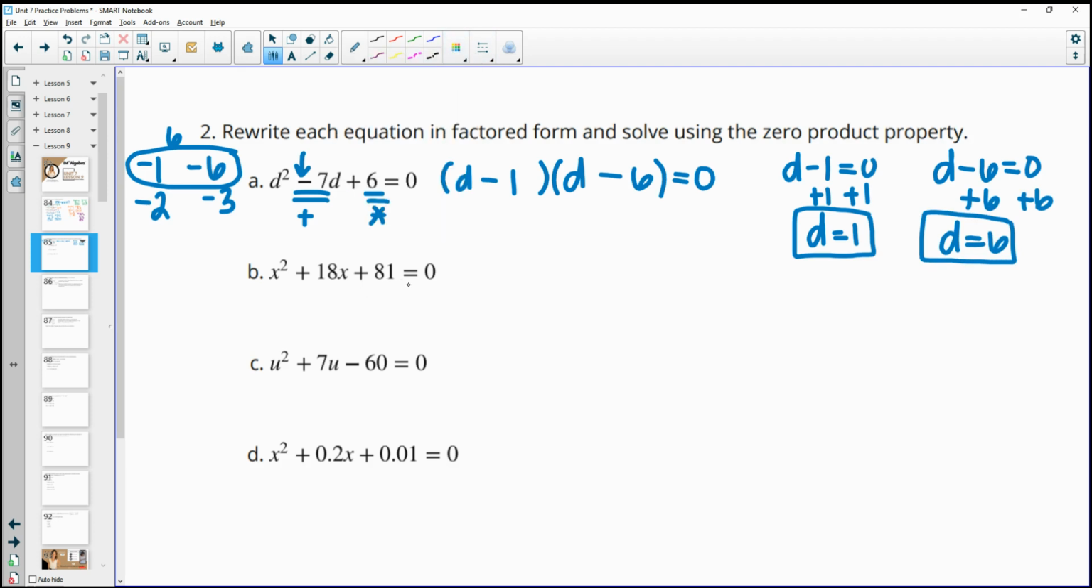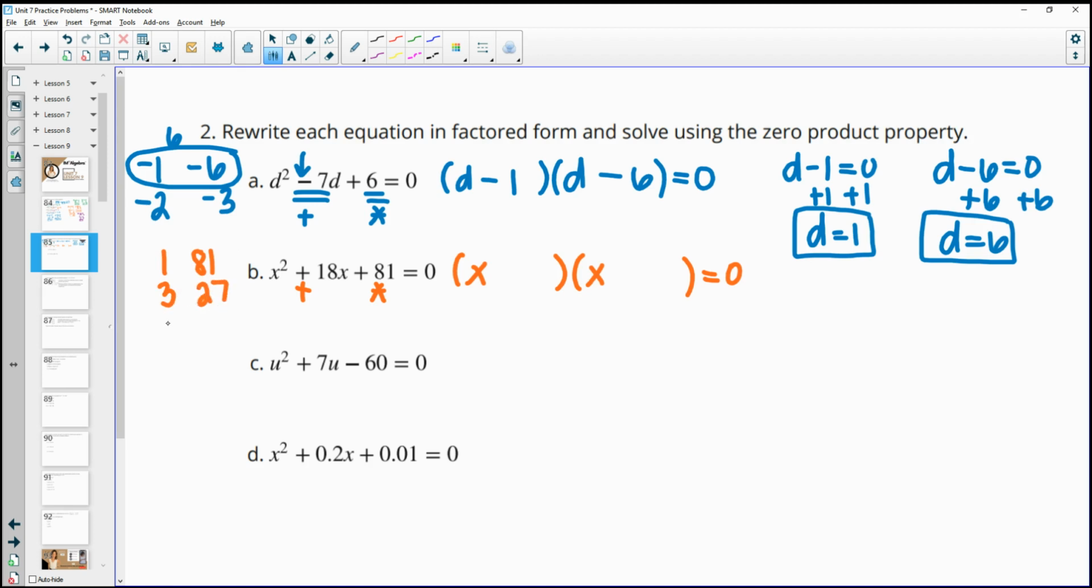For part B, we're looking for two numbers that multiply to positive 81 and add to positive 18. So x here, not d. So we know we're going to have two positive numbers because they need to multiply to a positive and add to a positive. So you want to think of factors of 81. Again, you can make a list if you want to. So 1 and 81. 81 is not divisible by 2. It is divisible by 3.